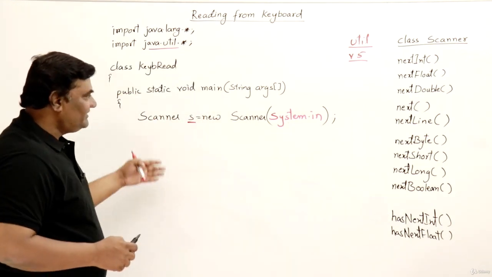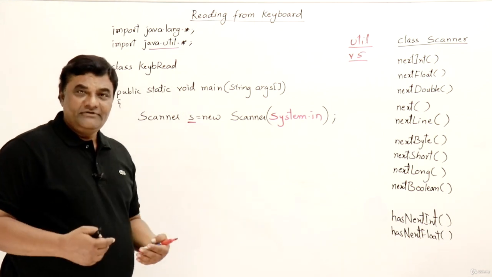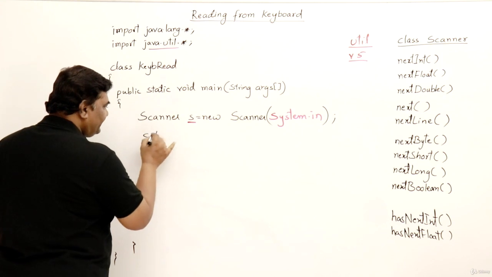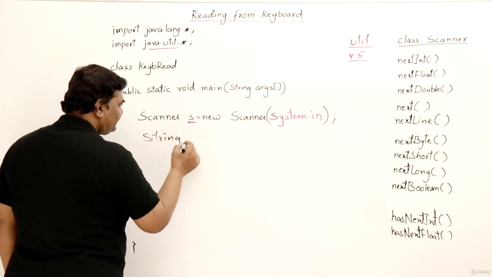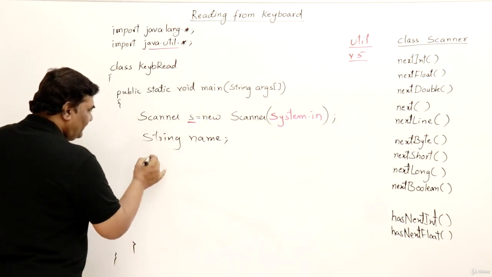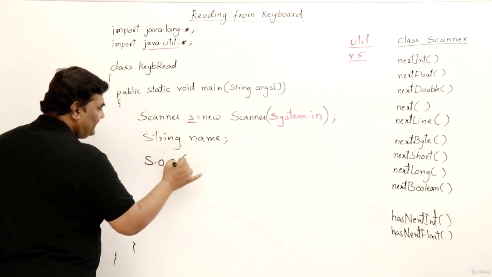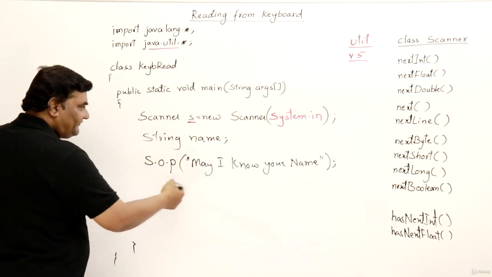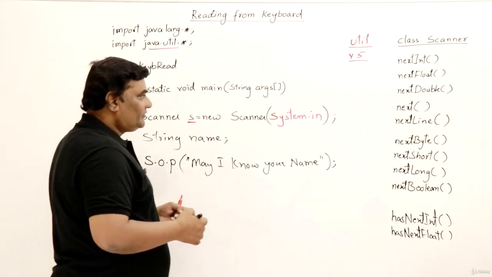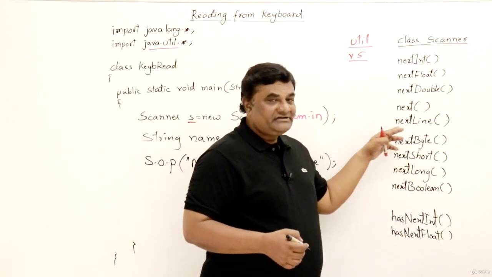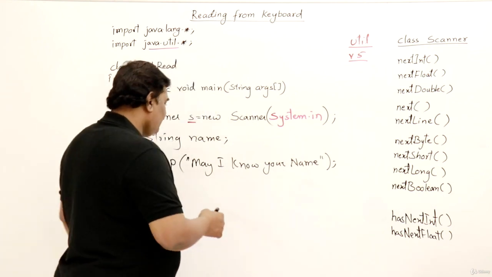Now here I will write the statements for reading the name of a person and giving a welcome message. For that I should read a string, so I should declare a variable of type String and let us call the variable name. Now System.out.println, may I know your name? After giving the message I want to read. A name may be of more than one word, so let us use nextLine for reading a string.